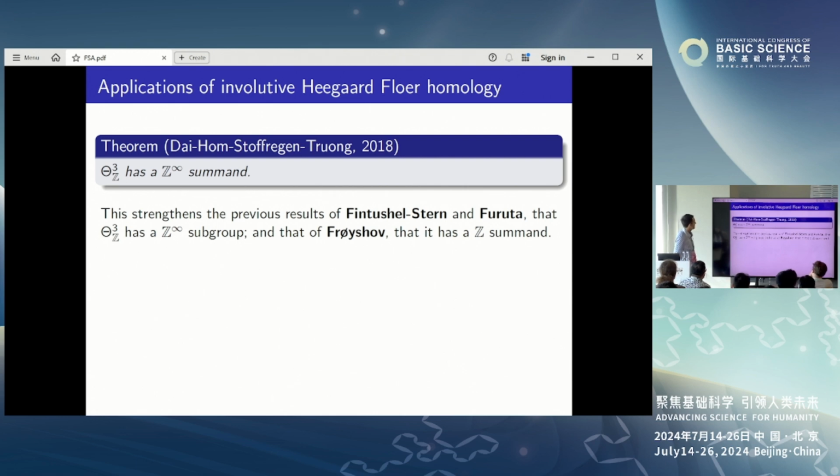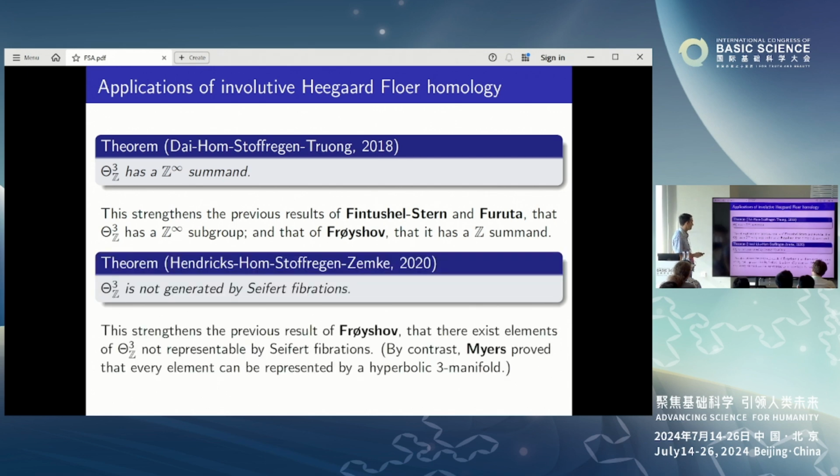So one is a theorem of Dai, Hom, Stoffregen, and Truong. They show that Θ^3_Z has a Z^∞ summand. Previously, I said it was known already from Yang-Mills theory that it has a Z^∞ subgroup and that it has a Z summand. So it was natural to expect that it has a Z^∞ summand, but it took 30 years and finally it was proved using this involutive version.